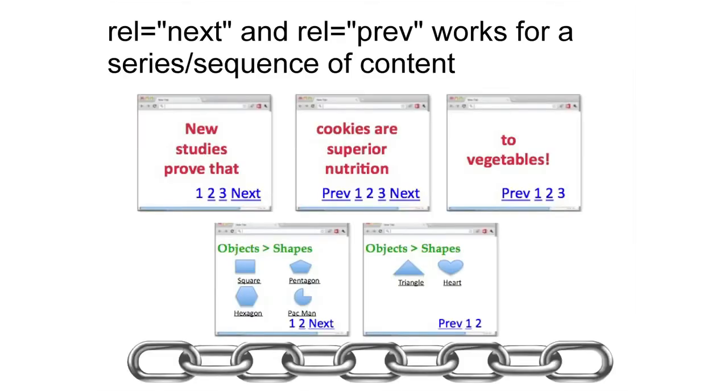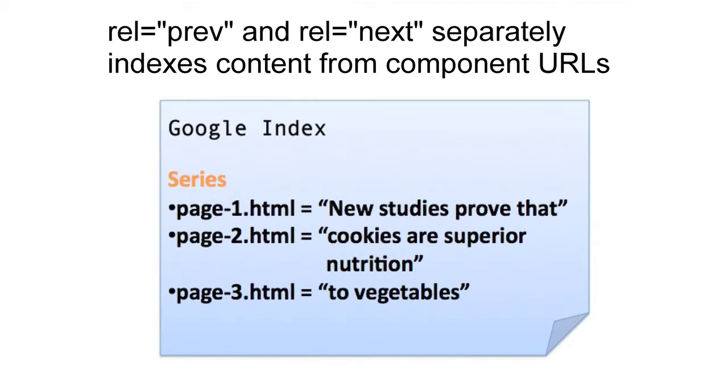But rel next prev works for a series or a sequence of content. So let's take those 2 paginated examples again. By using rel next and rel prev, we'll actually, in Google's index, mark it as a series, but we'll have page 1, page 2, and page 3 all indexed separately. So in our index, we know page 1 refers to new studies prove that, page 2, cookies are superior nutrition, and page 3, to vegetables. And all 3 pages will be indexed and marked as one series. So that's the big difference between rel canonical and rel next prev.